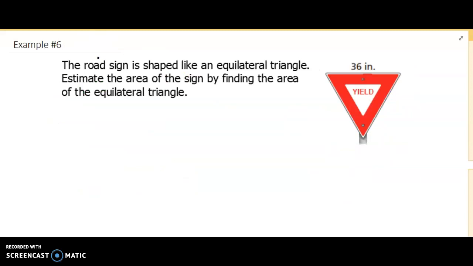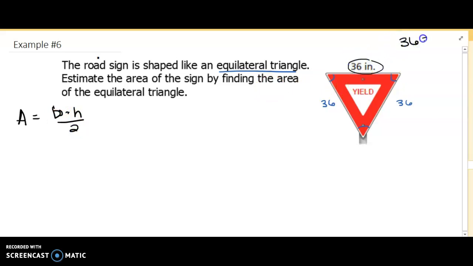All right, let's do a couple word problems and then we'll be done. In example 6, it says the road is shaped like an equilateral triangle. Well, if it's equilateral, it's also equiangular. So 36, 36. This is 60, this is 60, this is 60. We want to find the area of the equilateral triangle. The area of a triangle is base times height divided by 2, or 1/2 base times height, whichever way you want to do it. And I know that 36 is the base, and the height would be this length right here.